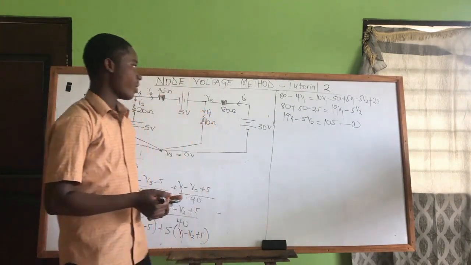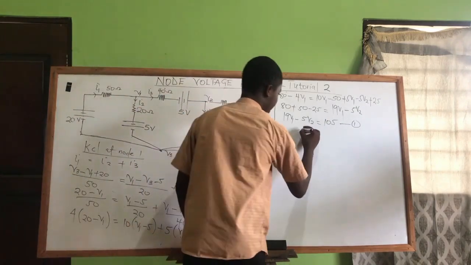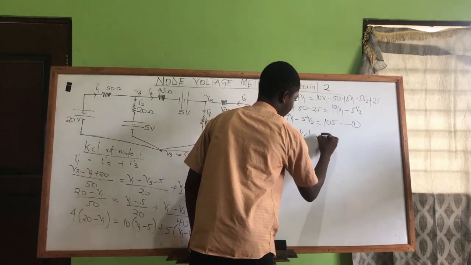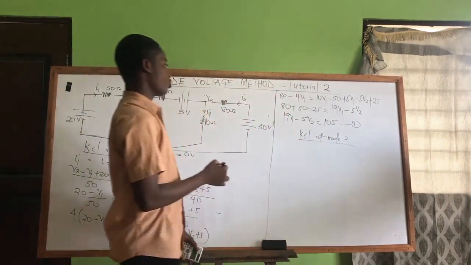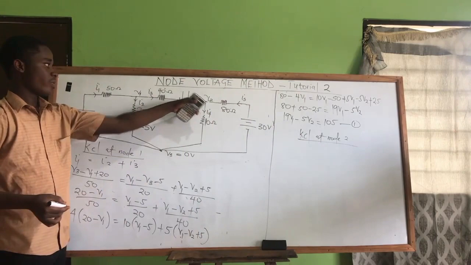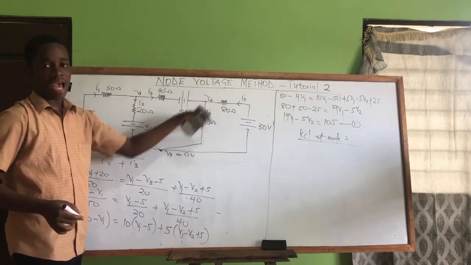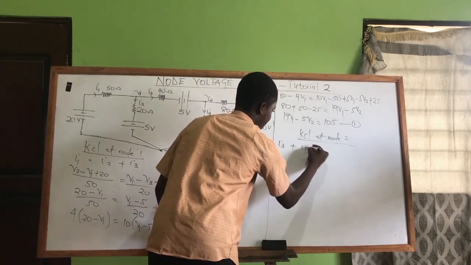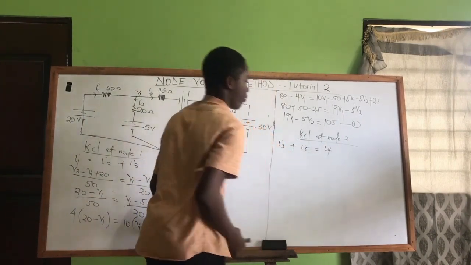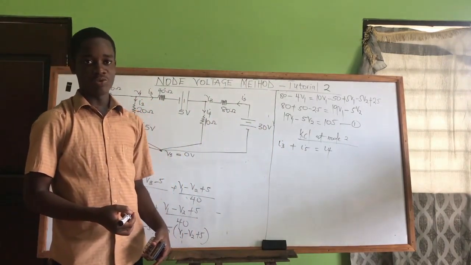Alright, after evaluating our first node, this is the equation we are having. So we will proceed to our second node and write the KCL at that node. So we have KCL at node 2. At node 2, I3 is entering, I5 is entering, I4 is leaving. So I3 plus I5 is equal to I4.